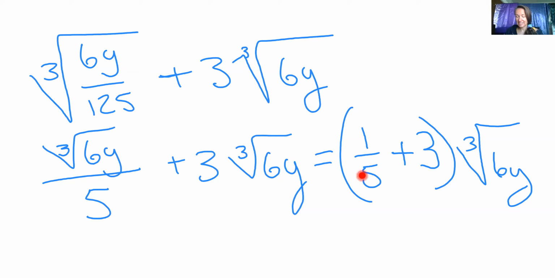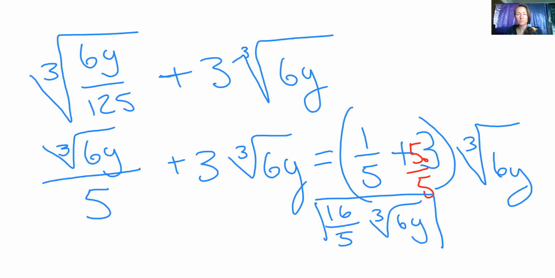So now we can add this together, the 3 plus 1/5. What we need to do is give these guys a common denominator, which is going to be 5. So I'm going to multiply this 3 times the fraction of 5 over 5. So we're going to have 15/5. And when we add them together, we're going to get 16/5 of these cube roots of 6y. All right. So that's our answer there.